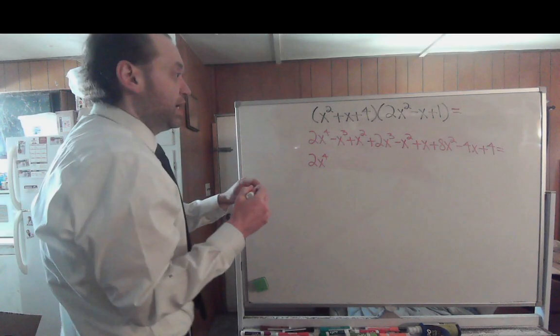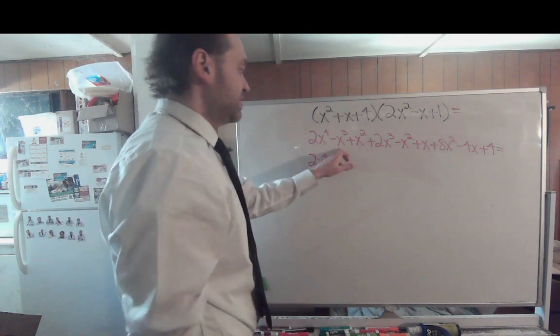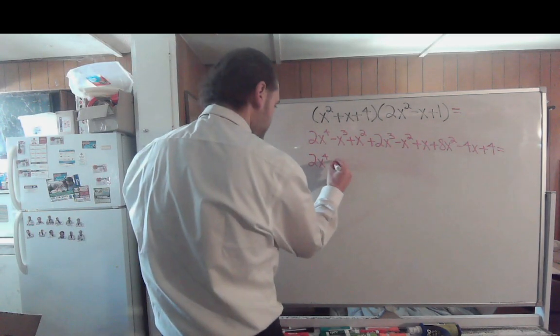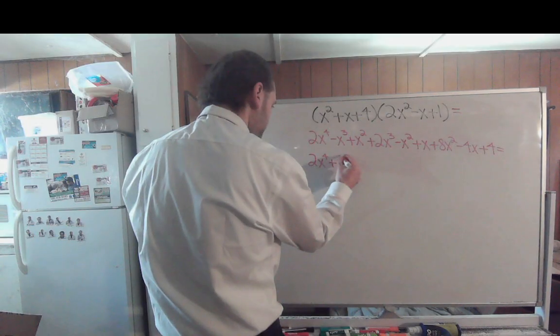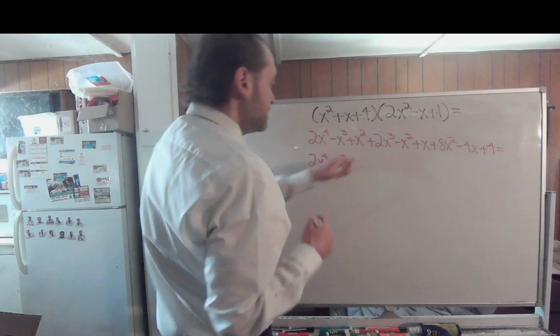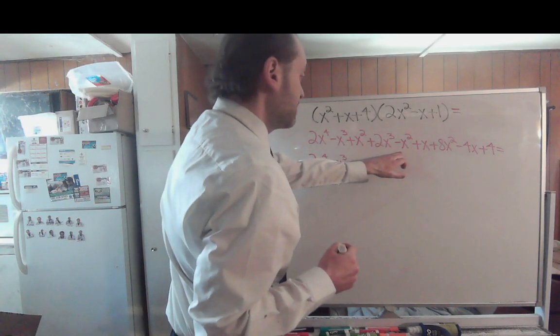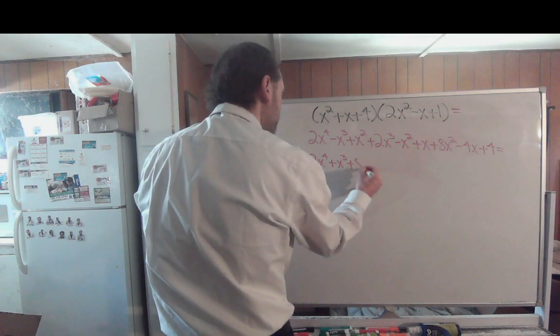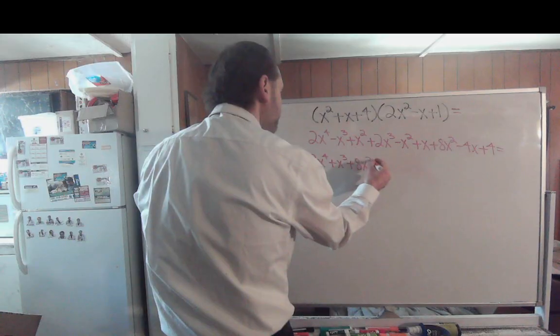But let's see, you have 2x to the third terms. You have a negative x to the third plus a 2x to the third. That turns into positive x to the third. So 2x to the fourth plus x to the third. Then x squared minus x squared is 0 plus that 8x squared. So this will become plus 8x squared.